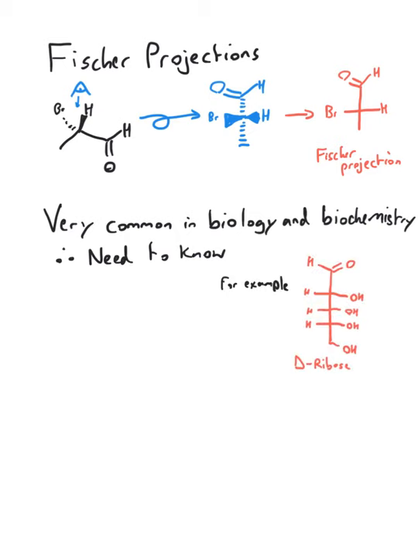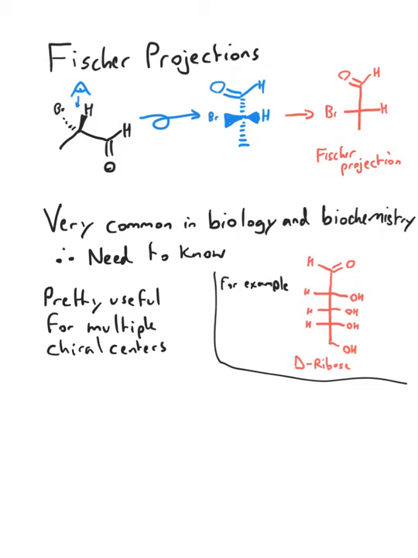Right? They are pretty useful for multiple chiral centers. For example, we have these two Fischer projections here. We can immediately look down and see that there are two chiral centers to this molecule, and that the one on the left seems to be meso.